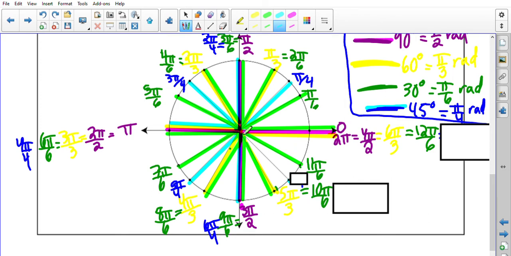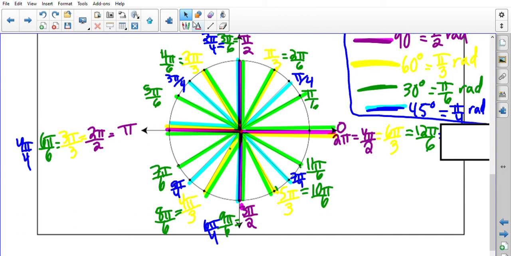Then we have our next one, 7 pi over 4. Move that there. And then our full rotation is when we come all the way back around. Okay. And that leaves us with 8 pi over 4, so 8 sets of 45, and 8 pi over 4 reduces to 2 pi.